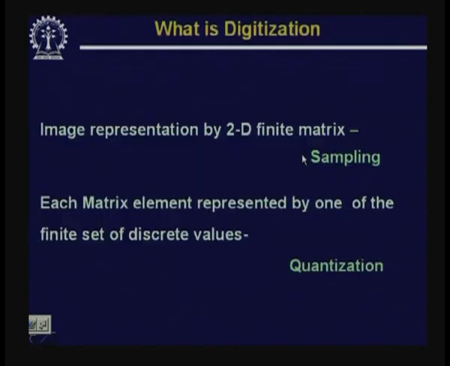So, typically what we have said till now indicates that by digitization, what we mean is an image representation by a 2D, two-dimensional finite matrix, the process known as sampling, and the second operation is each matrix element must be represented by one of a finite set of discrete values, and this is an operation which is called quantization. In today's lecture, we will mainly concentrate on the sampling, and quantization we will talk about later.